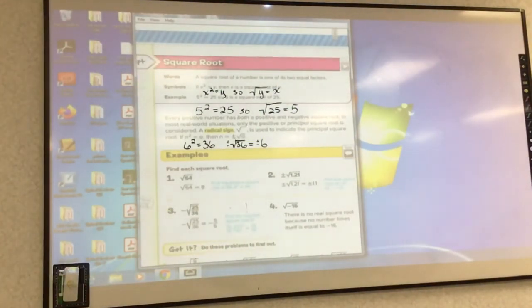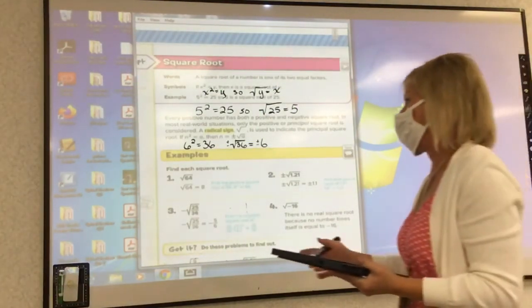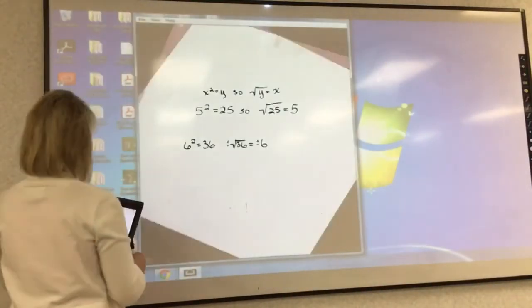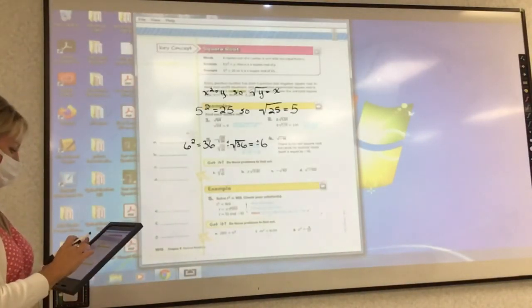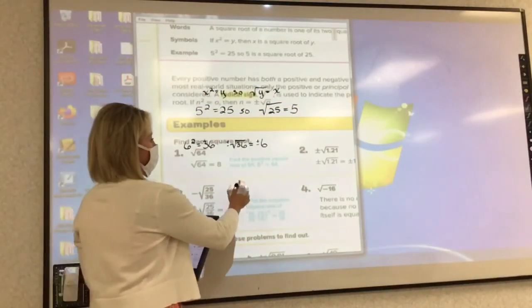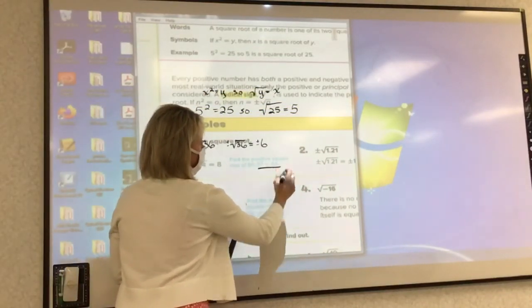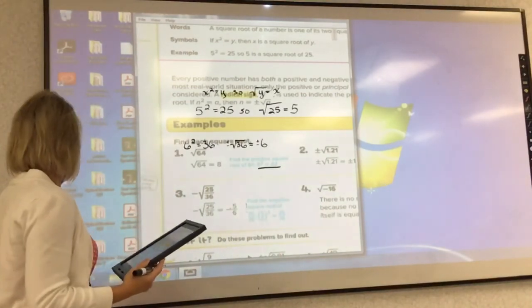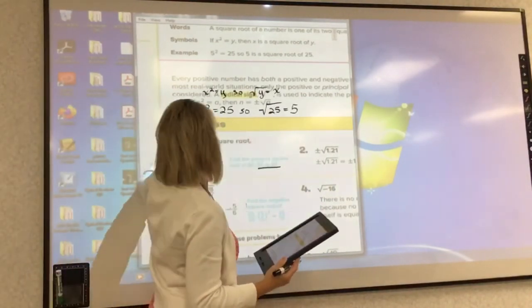The square root of 64 is 8, because 8 squared is 64. I want you to write that. Or I want you to underline it because they have it written there for you. You need to remember it's 8 squared.